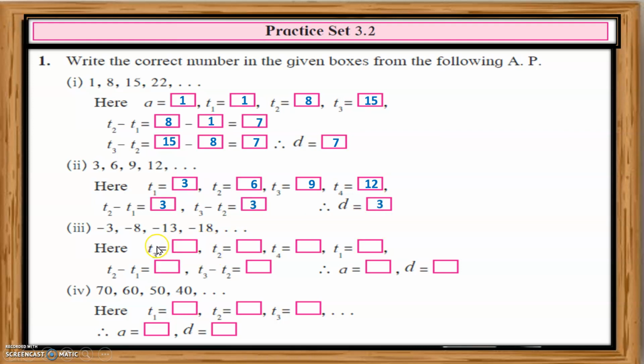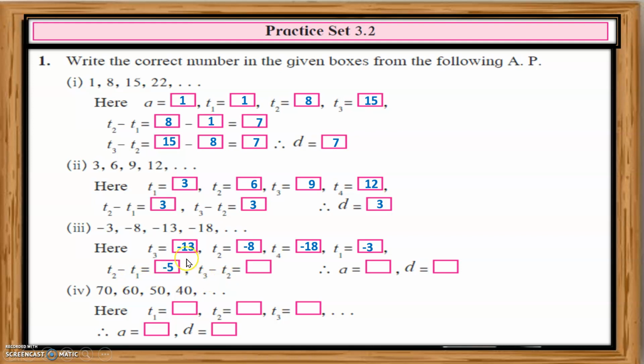Now here first you have to fill up T3. T3 is minus 13, T2 is minus 8. It's jumbled and given, students, so be careful. T4 is minus 18 and T1 will be minus 3. Now T2 minus T1 means minus 8 minus of minus 3. So when you open the brackets, you will get T2 minus T1 as minus 5.